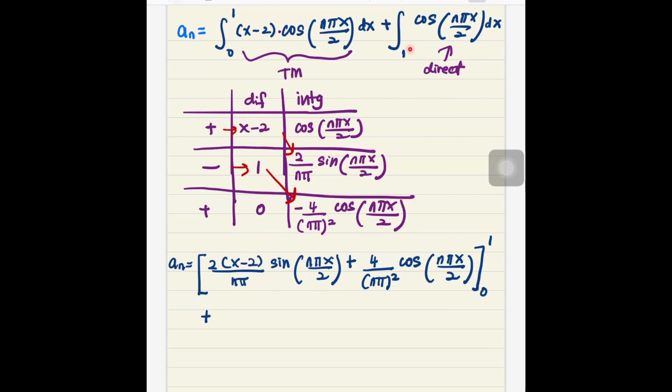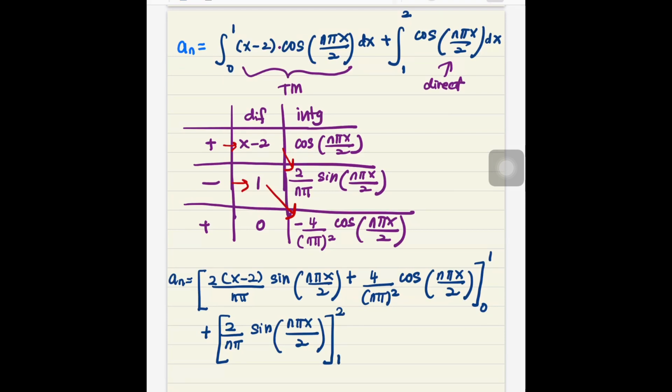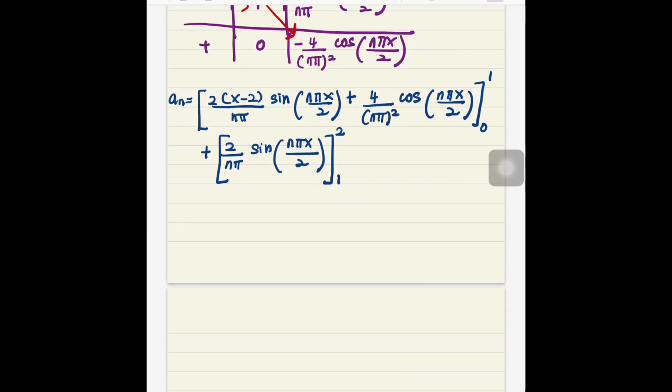Plus, for the second function here, integrating cos will give you sine. So you will have 2 over n pi sine n pi x over 2. For this one, your upper limit is 2 and lower limit is 1. Okay, so now you're going to substitute the limits.